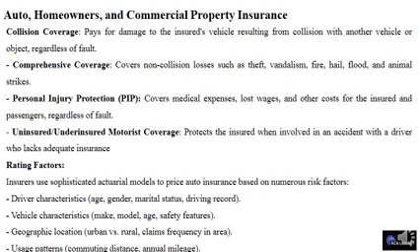Rating factors. Insurers use sophisticated actuarial models to price insurance based on numerous risk factors. We have driver characteristics in terms of age, gender, marital status, and driving record. We have vehicle characteristics: make, model, age, safety features. We also have geographic location, that is urban versus rural, and claims frequency in the area. We have usage patterns: commuting distance and annual mileage.